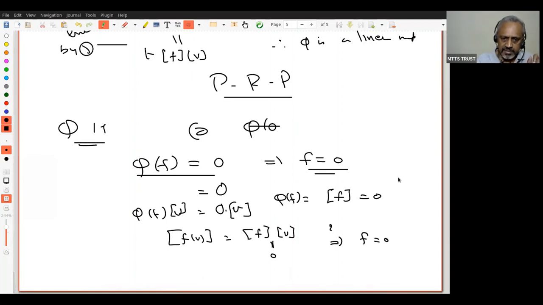That is very easy because let us look at v equal to vi, the ordered basis. Then what will be f of vi? That will be 0 vector. That means f maps each basic vector vi to 0. That means f is 0 map. Okay.